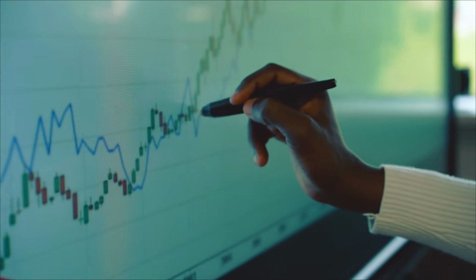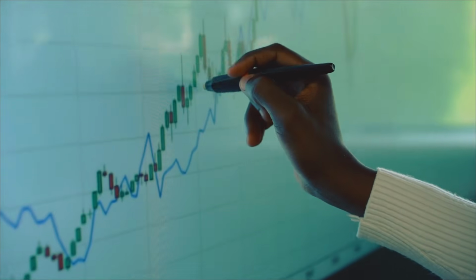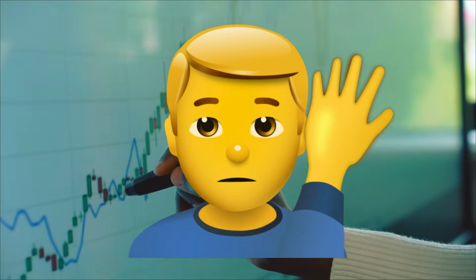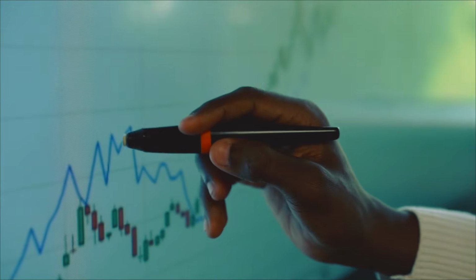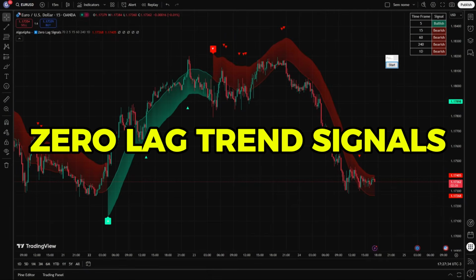Have you ever wanted to identify a trend reversal the exact moment it happens without waiting for lagging signals? Today, I'm going to show you one of the fastest and most accurate indicators for detecting trend changes on TradingView, the zero-lag trend signals by Algo Alpha, and that's not all.